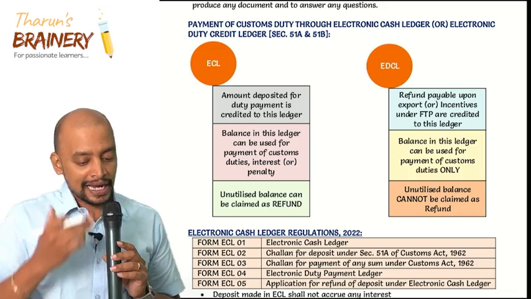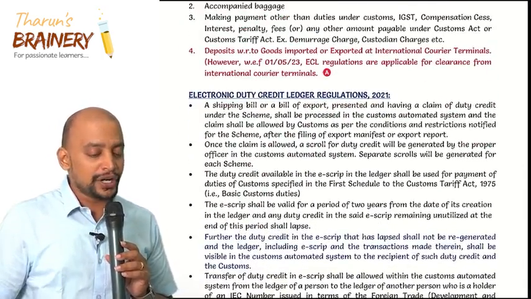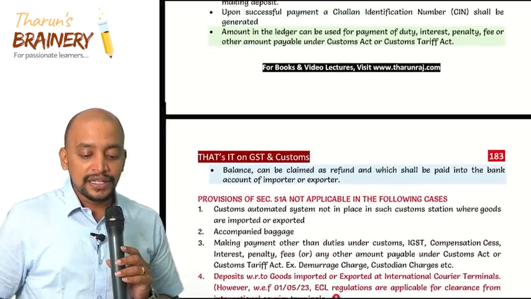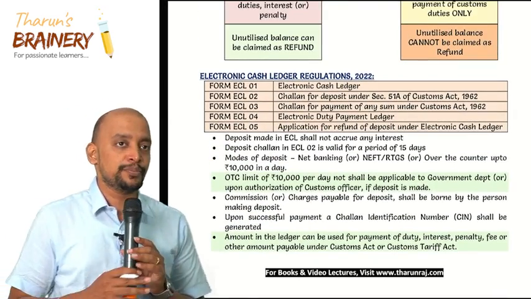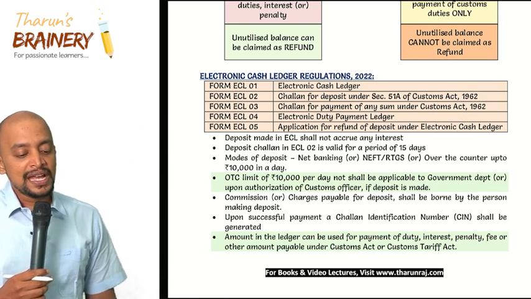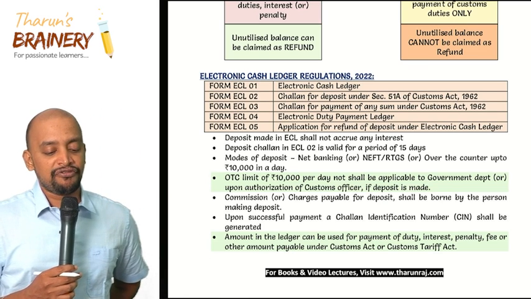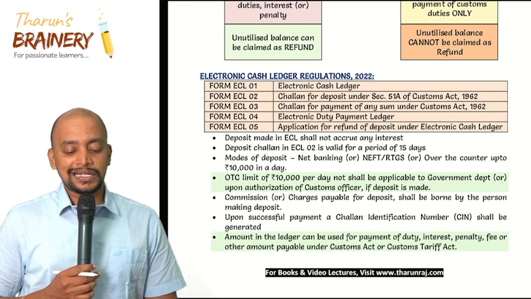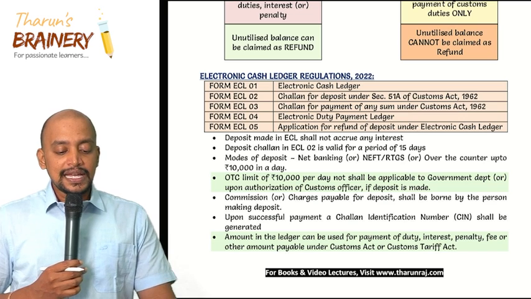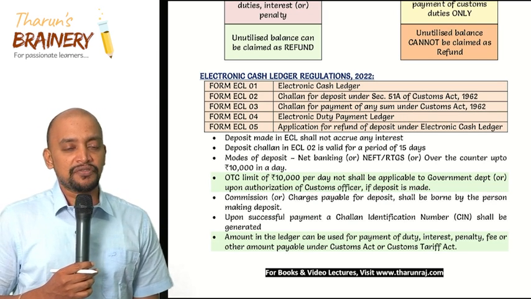And in this regard, we have the Electronic Cash Ledger Regulations and the Electronic Duty Credit Ledger Regulations. These two areas are actually very important for the November 23 exam from a theory perspective. Look into the Electronic Cash Ledger Regulations. We have a total of 5 forms here. ECL 1 is the electronic cash ledger. ECL 2 is the challan for deposit under section 51A.